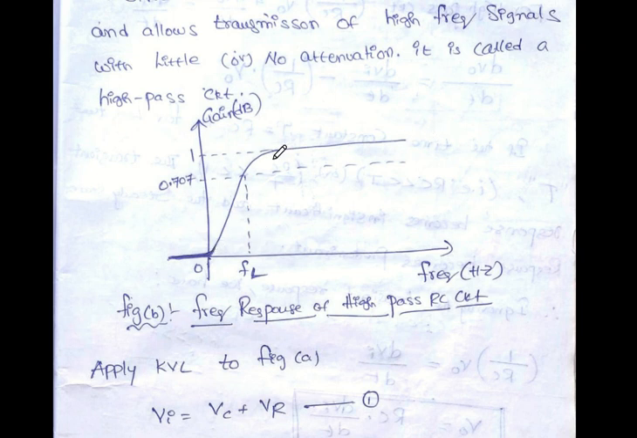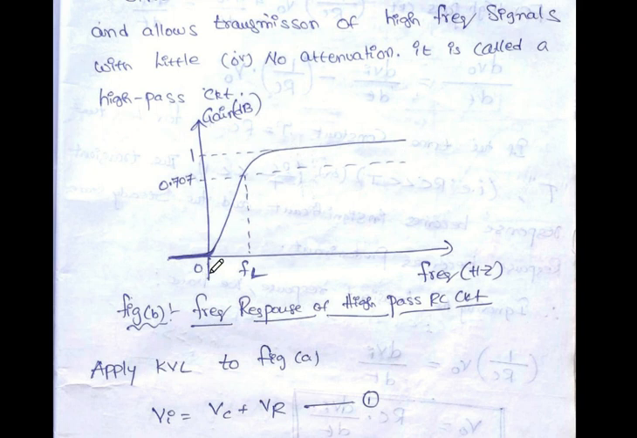At some finite frequency, the reactance of the capacitor starts decreasing and the output voltage starts increasing, up to a certain value. That certain value is called the lower cutoff frequency. Whenever the input signal frequency crosses this frequency, the output voltage remains almost constant.